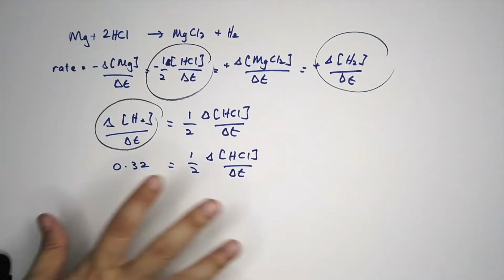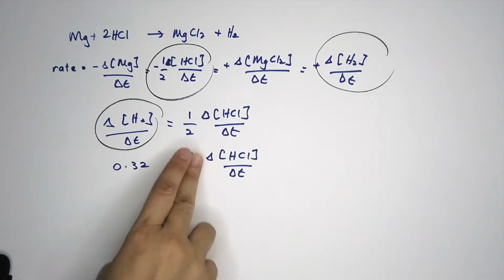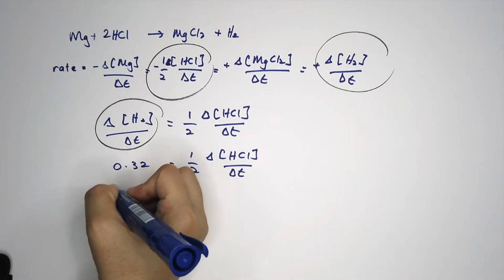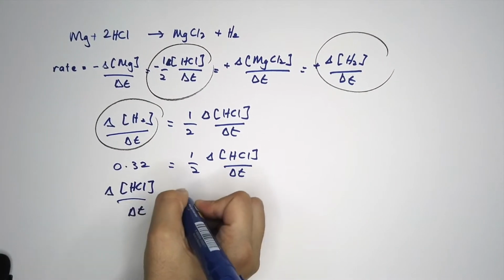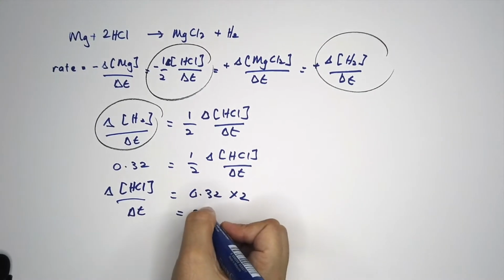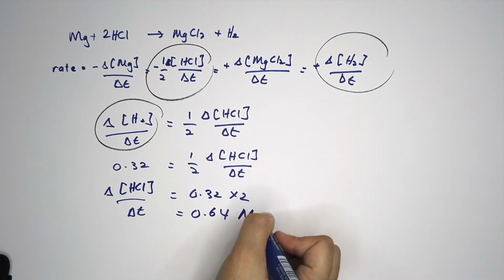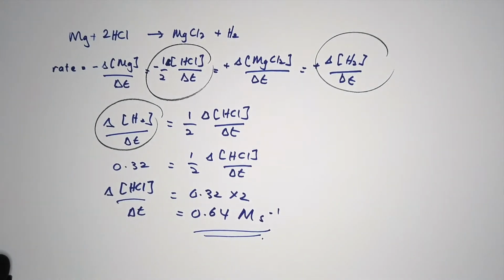What you need to do is find the value for this, so you need to bring this up. Delta HCl over delta T is actually 0.32 times 2, so you shall get 0.64 mole per second. This is the final answer for question number 2.